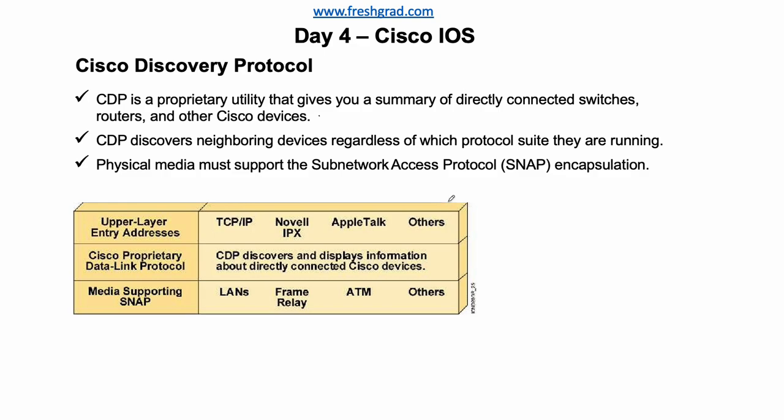And the next thing is Cisco Discovery Protocol. It's very easy. CDP is a proprietary utility that gives you a summary of the directly connected switches and routers and other Cisco devices. So it's a Cisco proprietary protocol. So you will only find this Cisco Discovery Protocol in Cisco devices. You can't find it in Palo Alto or Juniper because it's Cisco proprietary. But they have their own protocols as well. We'll discuss it.